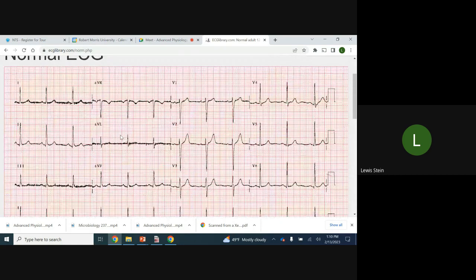So the way they do it, each of these large blocks, each little square in there is 0.04 seconds. So 1, 2, 3, 4, 5 blocks represents a second. It's roughly 25 millimeters per second that they do their tracing.